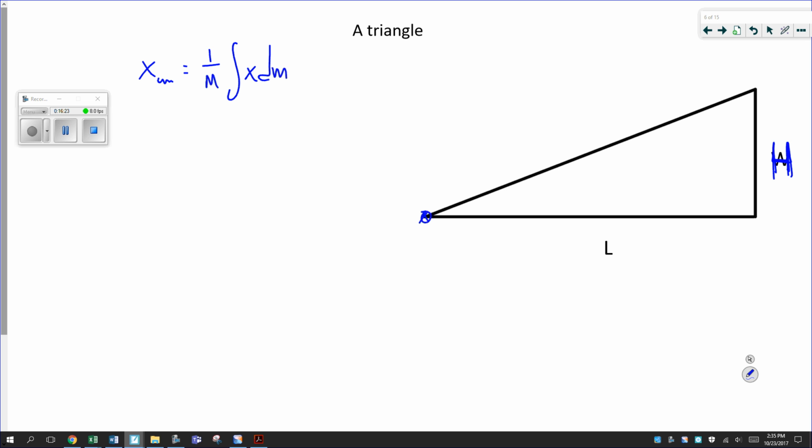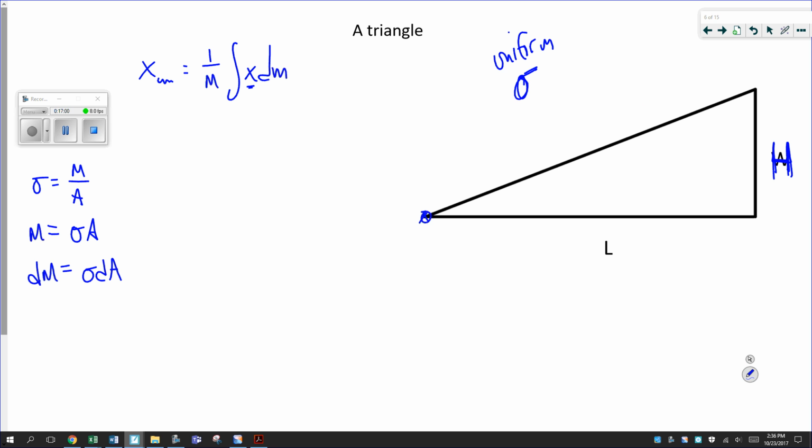All right, so what's my dm? Now, let's assume this thing has a uniform area density sigma. That means that sigma is mass per unit area, or mass is sigma times A, or dm is sigma dA. So we want to find a dA, a little area, specifically one that we can identify the position of the center of mass of in the x direction.